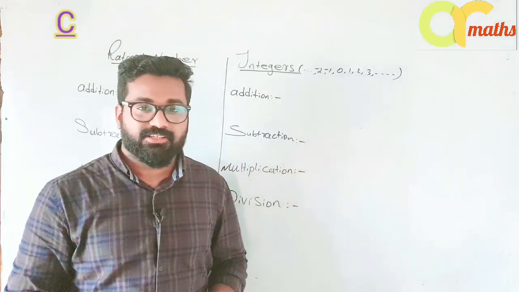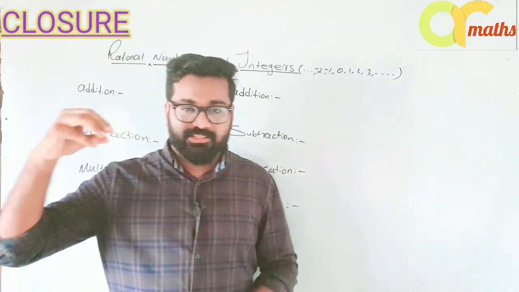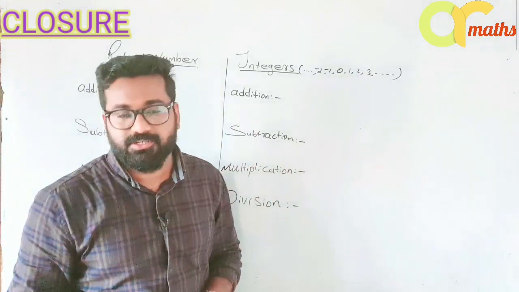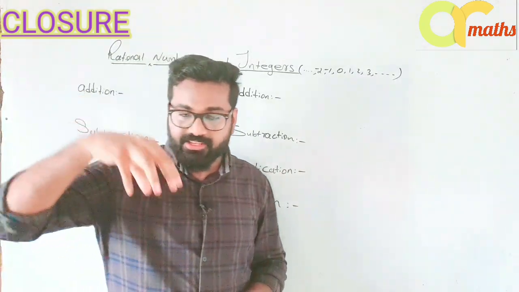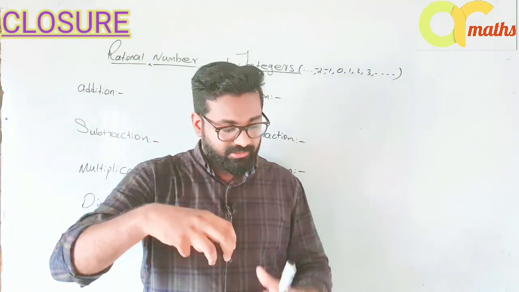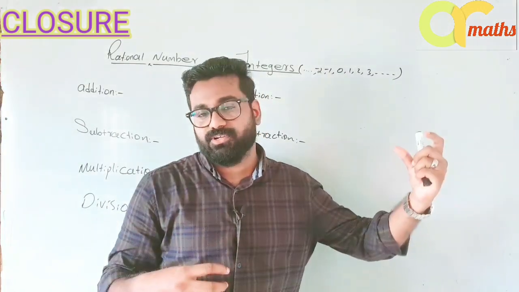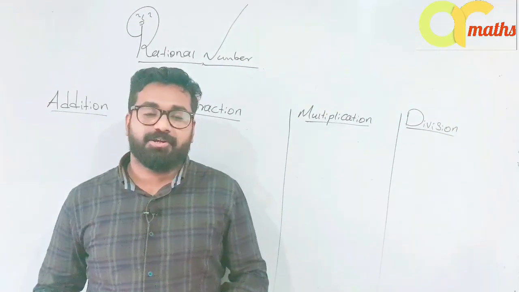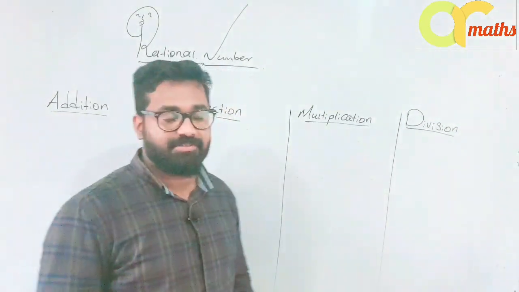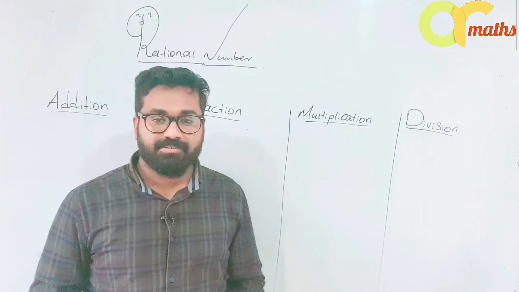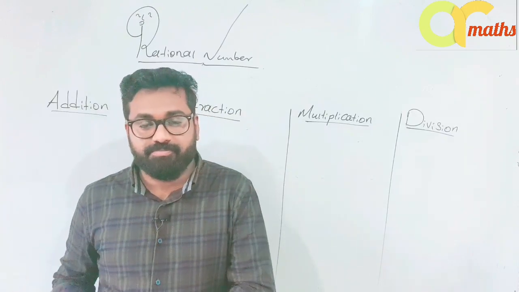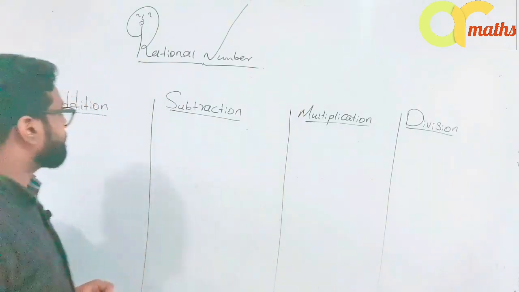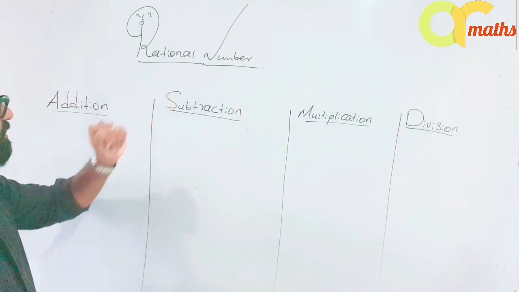Property. Closure property means suppose the input and output are the same, that is known as closure property. Suppose you are giving an input that is a rational number, then you will get an output that is also a rational number, that is called closure property. Okay, so listen here. Closure property in rational numbers. Suppose its input and output are the same, that is closure.